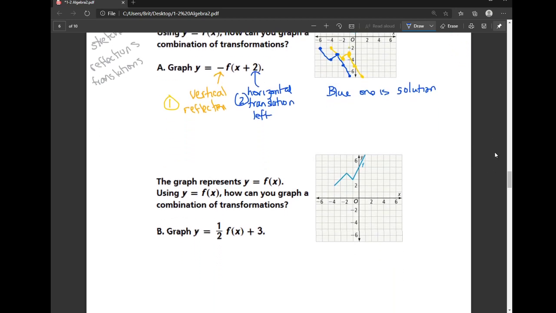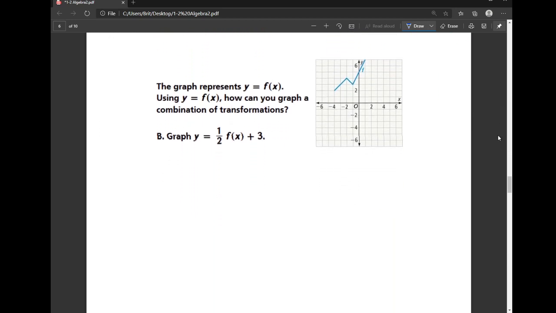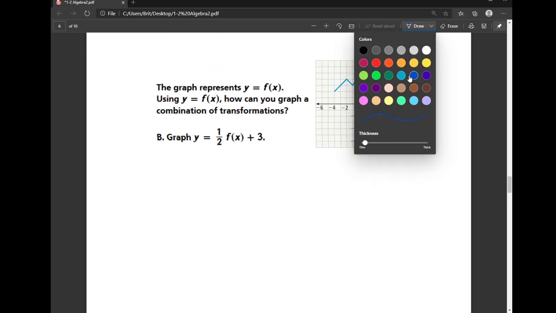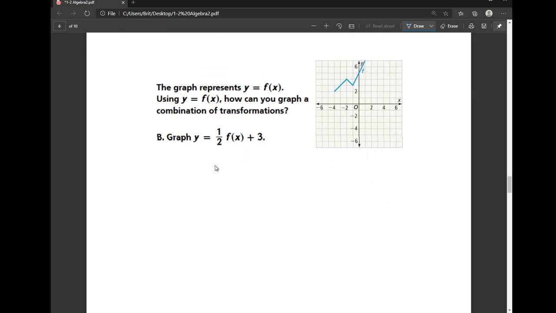Okay, let's try another one. Alrighty, so for this one, we have a 1/2 that's in front of the function, so it's outside the grouping symbol, so it's a vertical change. It's multiplying the f of x, so it's either a stretch or a compression. So we have to identify, is this between 0 and 1, or is this bigger than 1? So 1/2 is between 0 and 1, so this is a vertical compression.